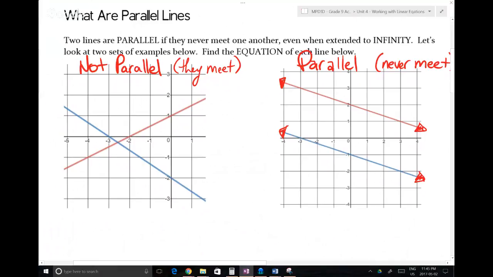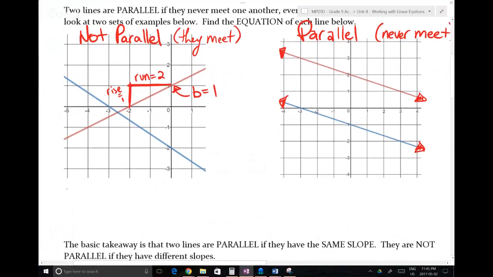Okay, so we're back. Let's talk about this red line first. Let's start by noting that for this line, b is equal to 1. That's the y-intercept. And here we have a run of 2 and a rise of 1. That tells me that for the red line, we get an equation of y equals rise over run, 1 over 2. This line goes up. Its slope is positive, so we're not going to put a negative sign with that. y equals 1 over 2x plus 1.